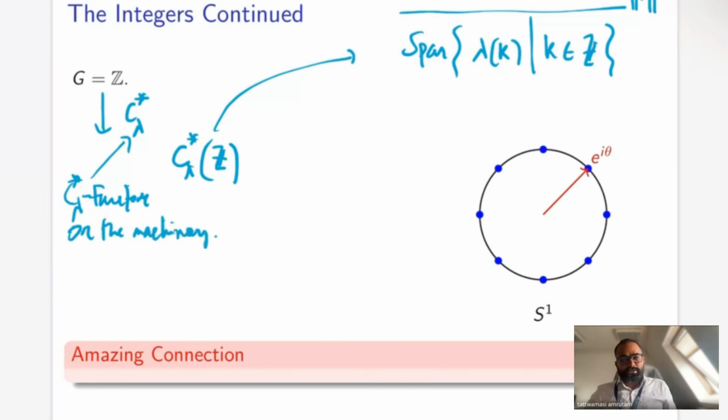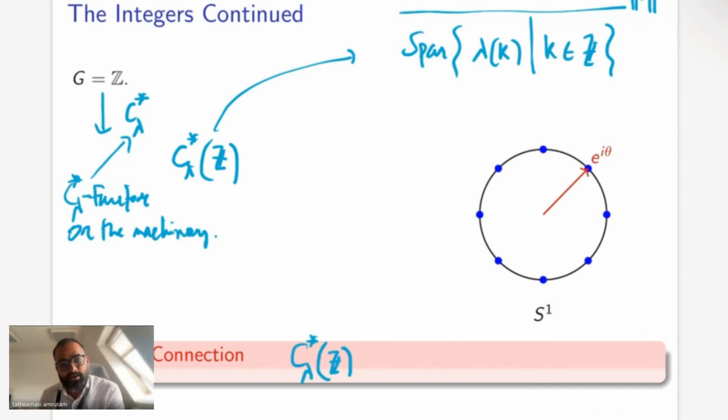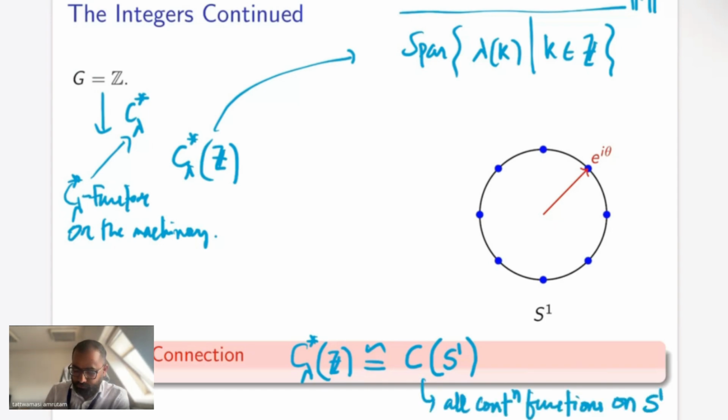Okay. So now as you can see in the figure, I have drawn the circle S1, and there is a connection between these two objects. It turns out that this object that we just created is isomorphic, as a C-star algebra, to all continuous functions on the circle. This can be shown by a Fourier transformation. Of course, we do not know all the tools at this moment, so you have to take my word for it. And this is all the continuous functions on the circle. And so on.